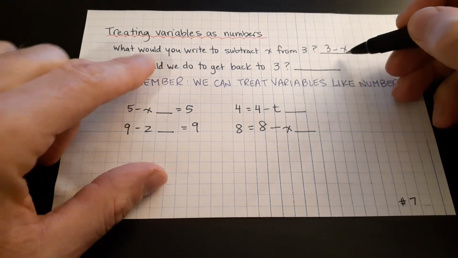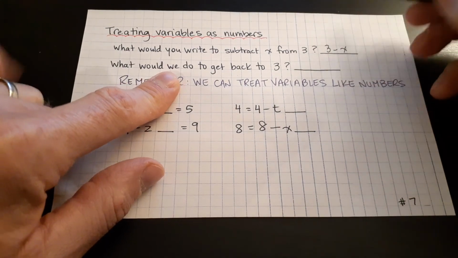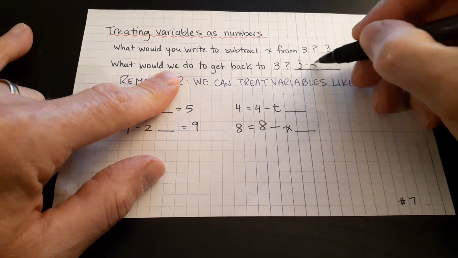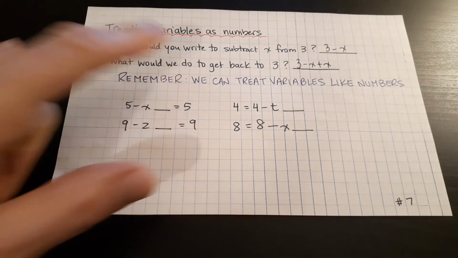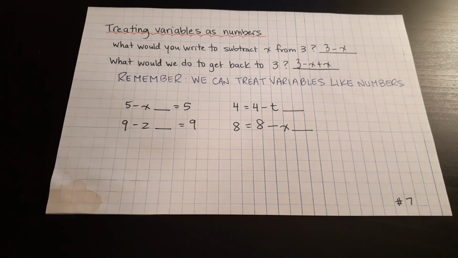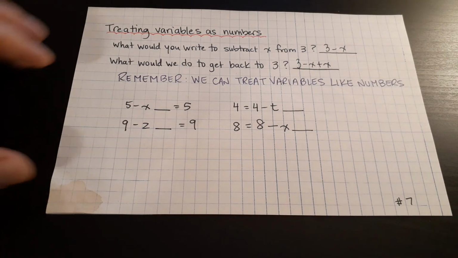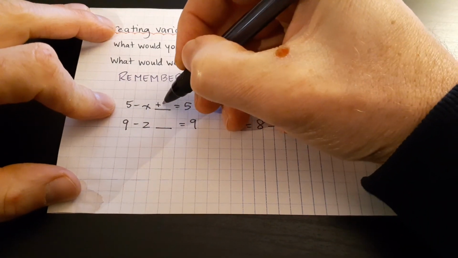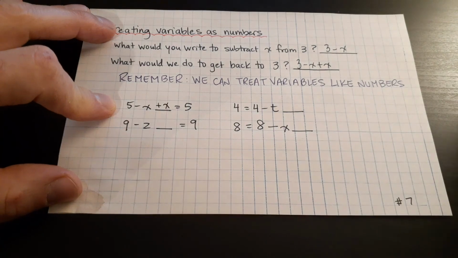Notice that we're subtracting a variable. What would we do to get back to 3? Well, we'd have to undo that minus x, so that would become 3 minus x plus x. We're treating the variables like numbers. And so when we see something like this, 5 minus x, and we want to get back to 5, we have to add x.